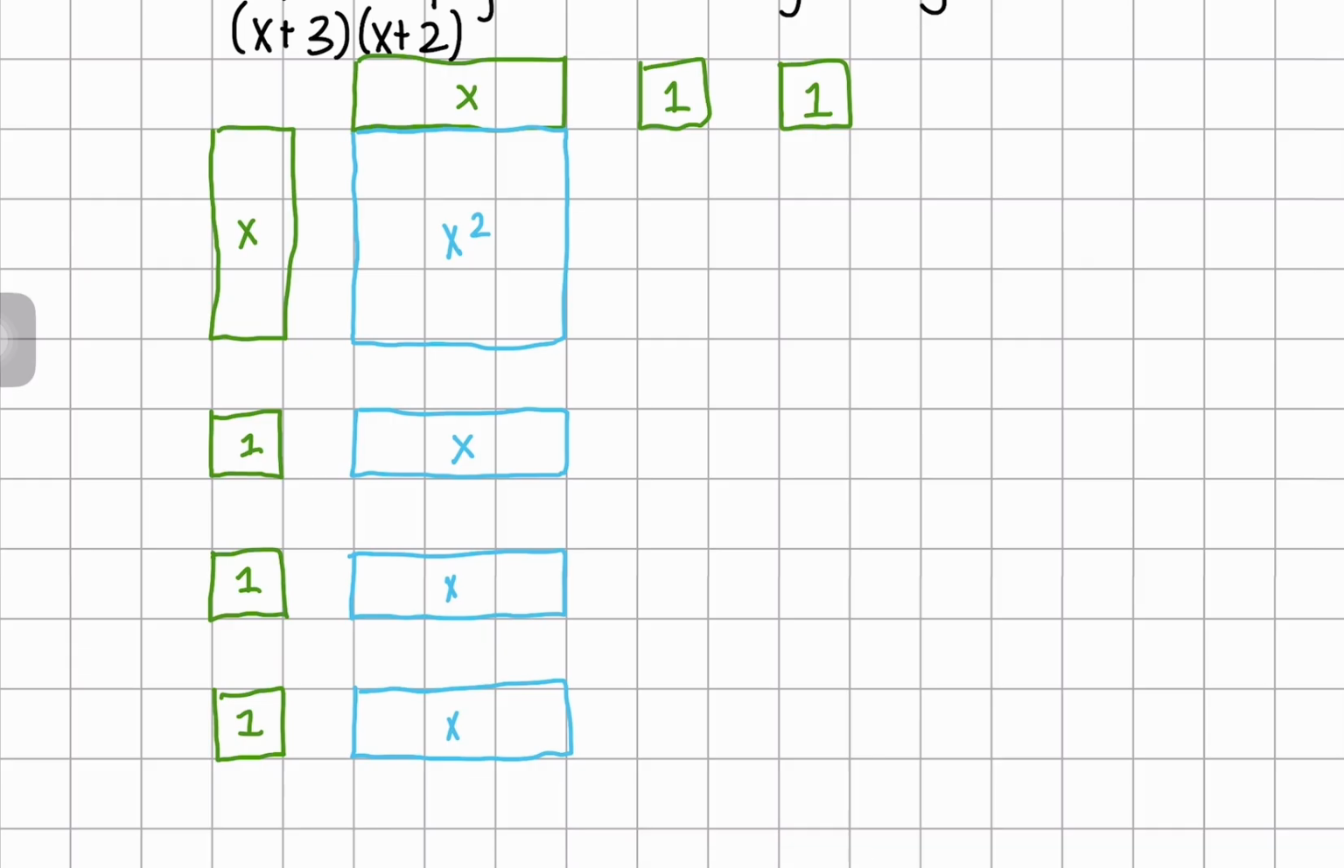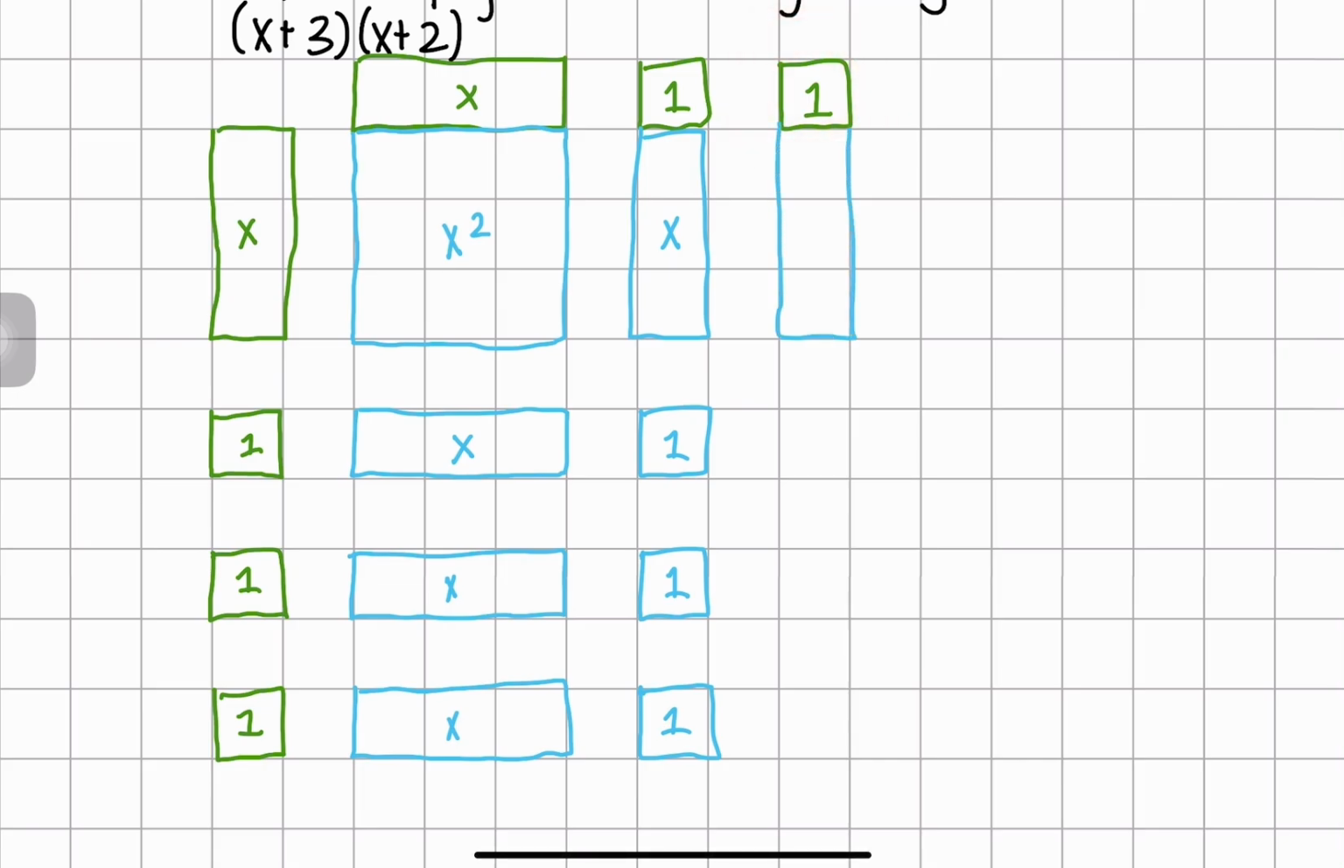Next, we want to work with 1 times all of these. So 1 times x is x, 1 times 1 is 1, 1 times 1 is 1, and 1 times 1 is 1. Now we want to work with this last column. So once again, we have 1 times x, which is another x, and then 1 times 1, which is 1, 1 times 1, which is 1, and last 1 times 1, which is another 1.